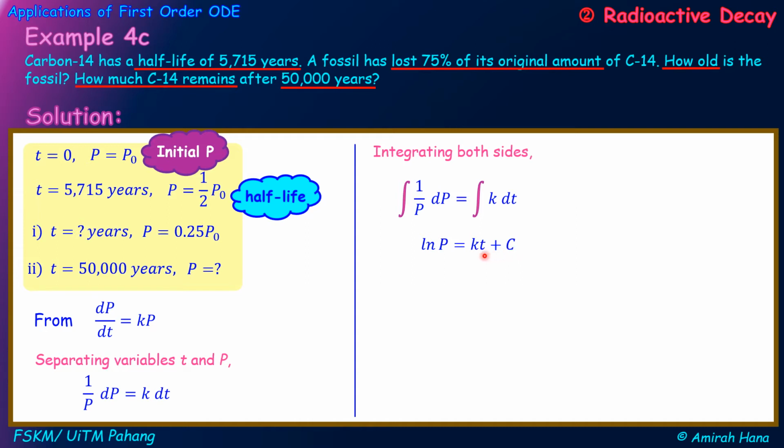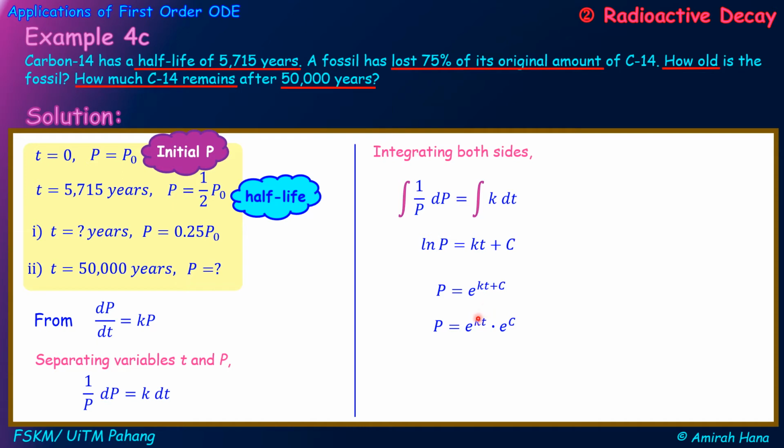After that, we want to write P as the subject. To write P as the subject, we need to move ln to the right hand side. When we move ln to the right hand side, we get P equals e, index base e, to the power of kt plus C. And from here, we can use properties of indices.